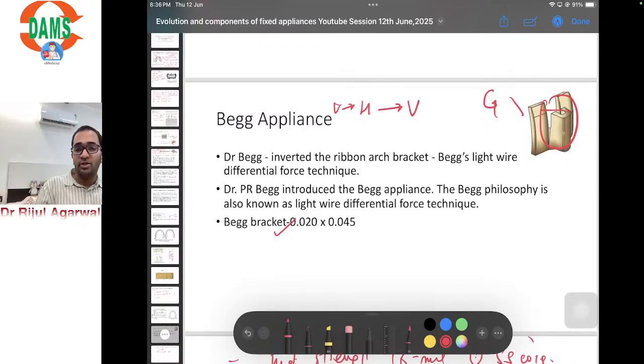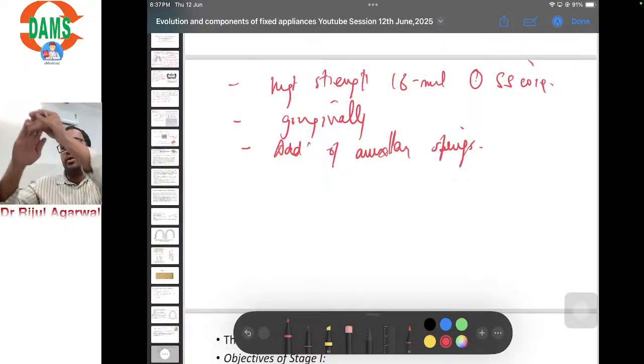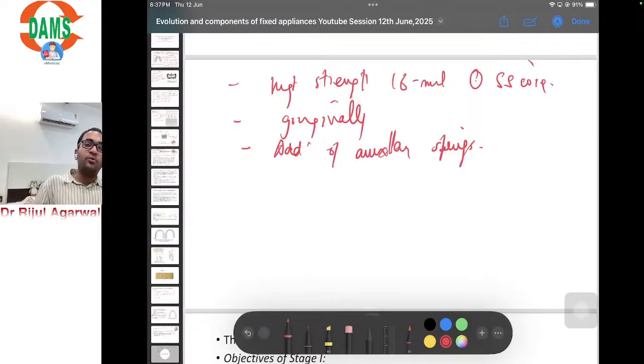So how did these springs help? As we have already said, if we just place a wire, the teeth will tip, and there won't be any rotation control or root position control. So Begg's philosophy was that he first tipped the crown, and then with the help of springs he uprighted the root. Tip the crown, upright the root, tip the crown again. That's how he moved the teeth. By using lighter forces, there was lesser demand of anchorage preparation, and lesser time was taken for the treatment, according to him.